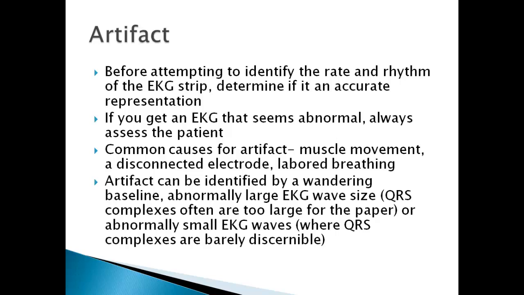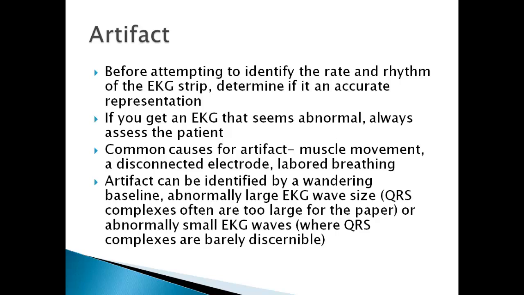Before attempting to identify the rate and rhythm of the EKG strip, you need to determine if it's an accurate representation of what's going on with the patient. If you get an EKG that seems abnormal, always assess the patient. Does the patient look like they're having difficulty breathing? Do they look like their heart rate is fast? Are they flushed? Are they blue? You need to look at the patient to make sure that the picture you get on the EKG matches with what that patient is presenting as.